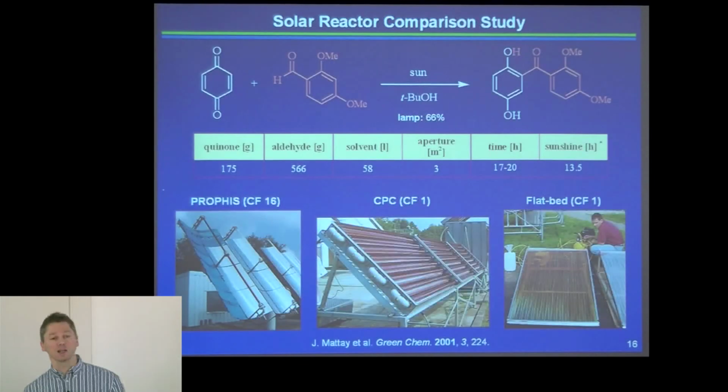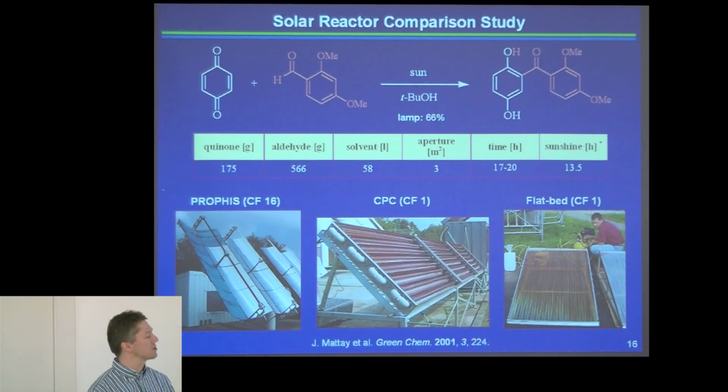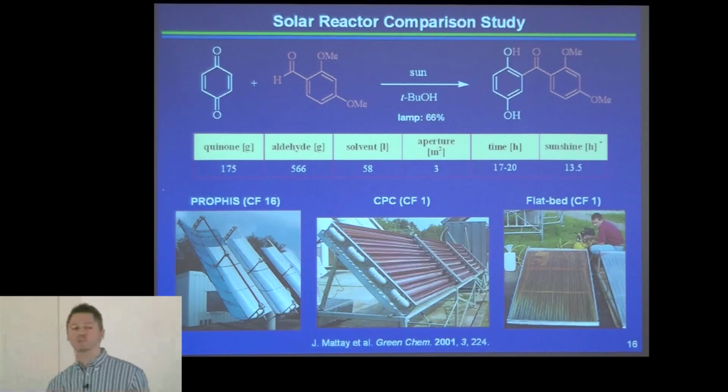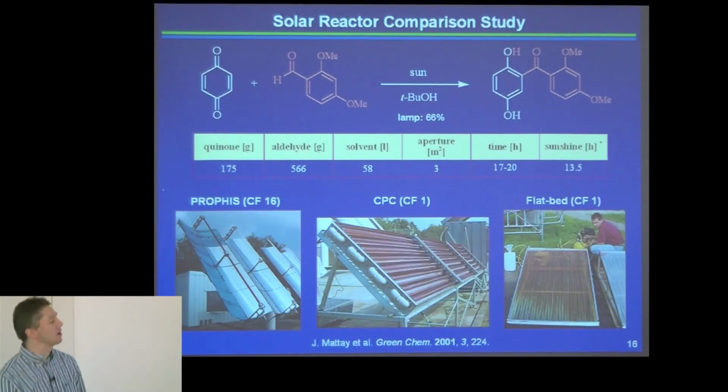We expanded that a little bit a few years later with a different reaction. And here we were interested in comparing various types of solar reactors. Not everybody can afford such a highly sophisticated thing like this one, which is known as a Profis. It's the only one existing in the world anyway. But these are other reactors that are much more simple, but they have their advantages because these two here can also use diffuse light. And that is the light that you have when it's cloudy outside.